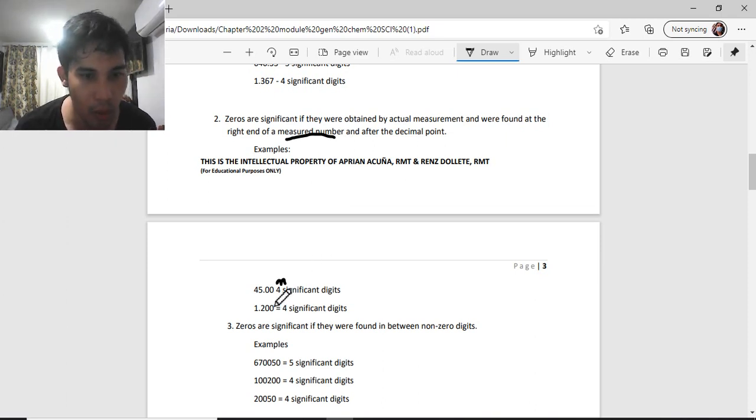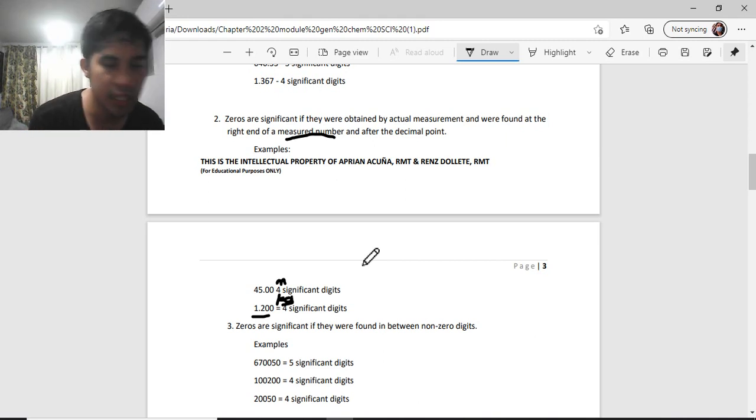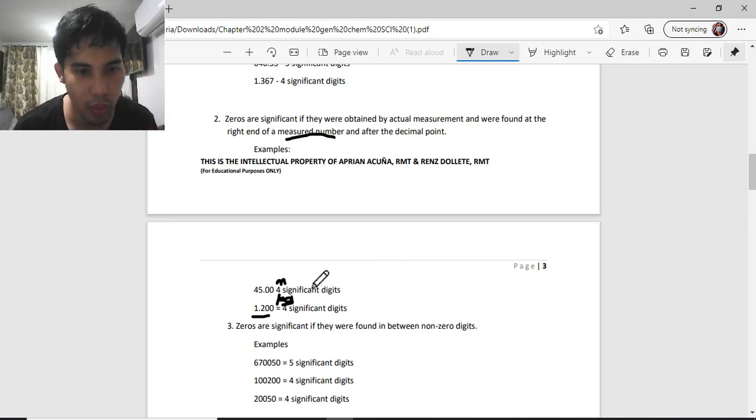Here, 1.200 kilograms. Because kilograms is a measurement of weight, therefore it has 4 significant digits. But if it is only a number, with no unit, you can't be assured that it is significant. That's why a unit is needed to identify if the number is significant. In rule number 2, there must be a unit if you want to count the zeros.